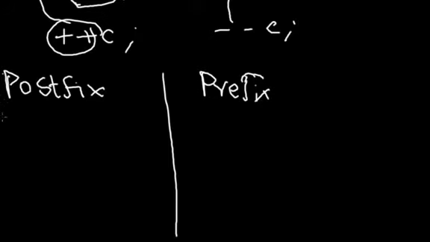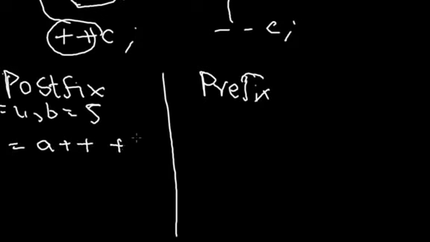Postfix and prefix operators. Now, in postfix operators, what happens is the existing value of the variable is used to evaluate the expression, and then the value changes. So, if there's an expression a equals 4 and b equals 5, and you write c is equal to a plus plus plus b plus a.